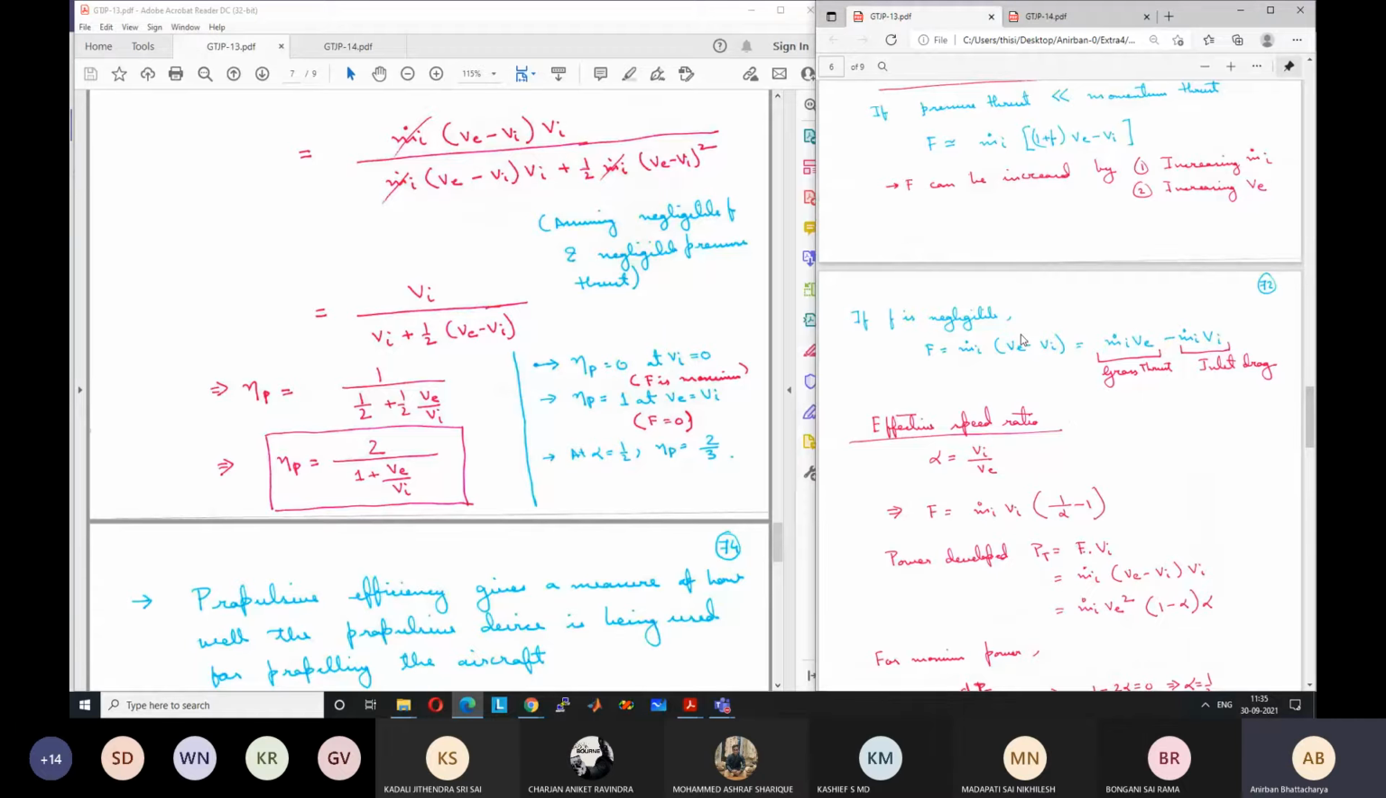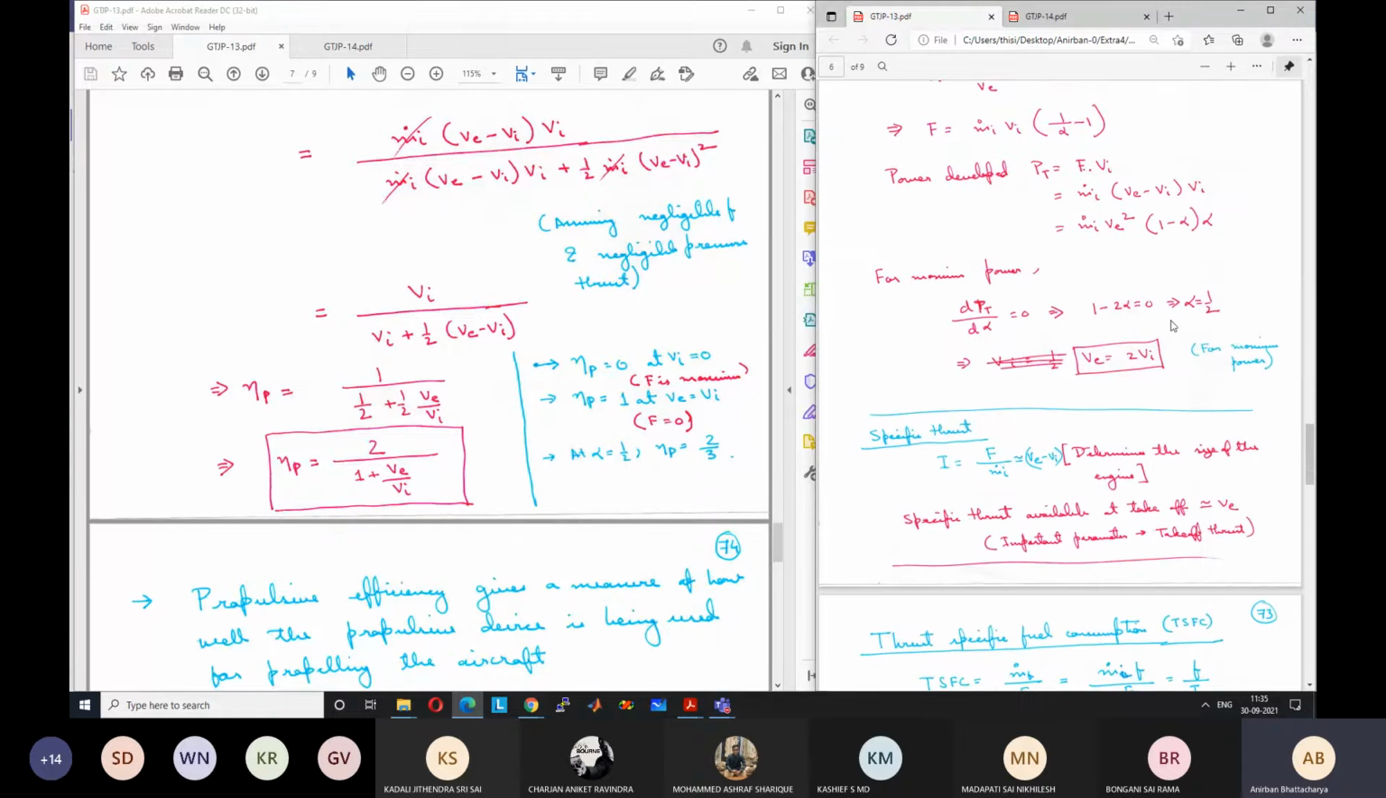For the case of maximum power, you can put the value. Although power is not the important parameter here, if you plug in the value of alpha equal to half, which we had calculated for maximum power, in that case, the propulsive efficiency is 2 by 3. So a few important insights can be drawn from here, and these are very critical insights.